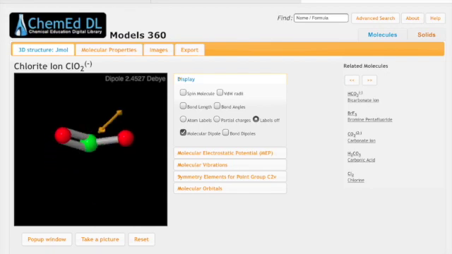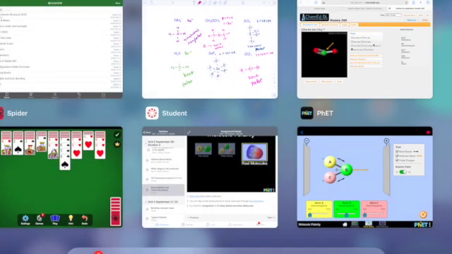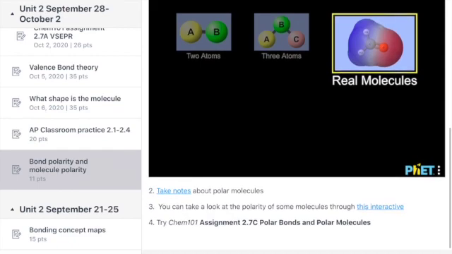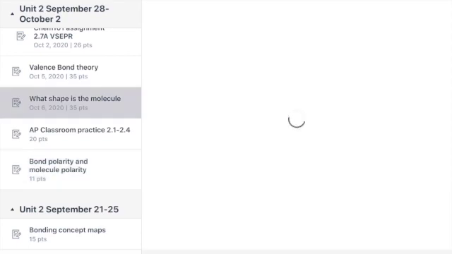Questions? Because I've got about 2 minutes left. All right, so let's go back to this assignment. Where it says this interactive, that's the website I was just at. Homework, polar bonds and polar molecules. And then the other thing you're going to be doing before you take the test on Wednesday, Monday is a review, Tuesday you'll have more time to work on some other stuff, is what shape is the molecule.